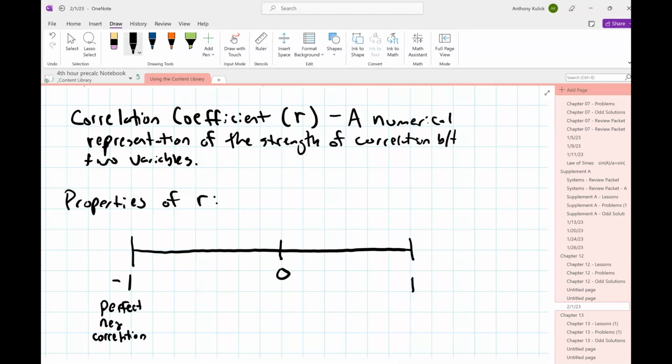What perfect would mean is that every point in our data set would be points on our best fit line. If it's perfect, all of our data is perfectly linear. So every point in our data set would be a point on the best fit line. And at +1, we'd say the same thing, except it's positive correlation. And at 0, we'll say that is no correlation at all.